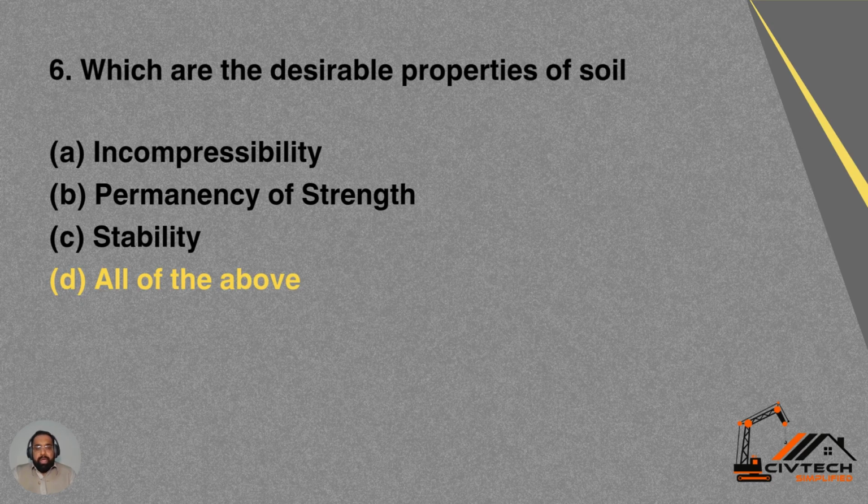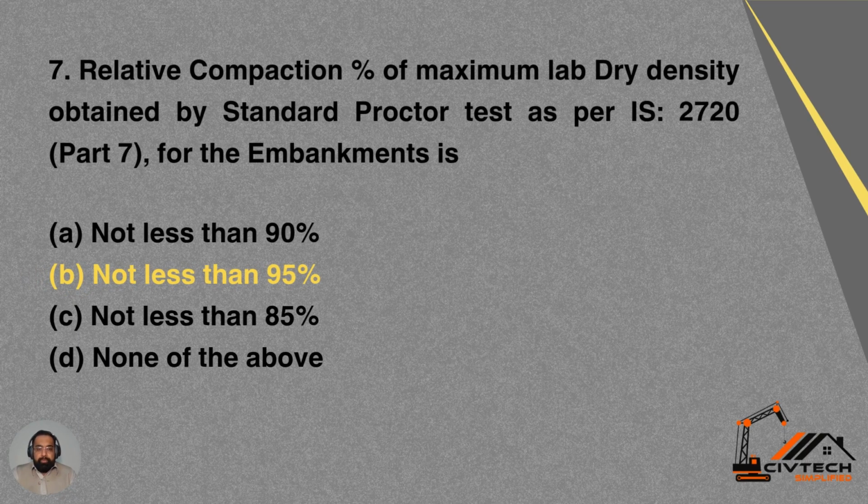Question number 6. Which are the desirable properties of soil? Option A, incompressibility. Option B, permanency of strength. Option C, stability. So the desirable properties of the soil include all of these. So option D, all of the above, is the correct answer.